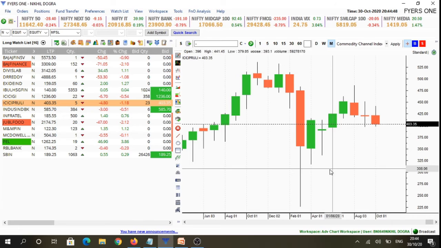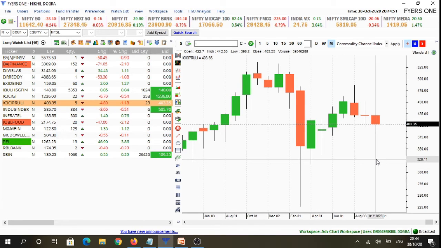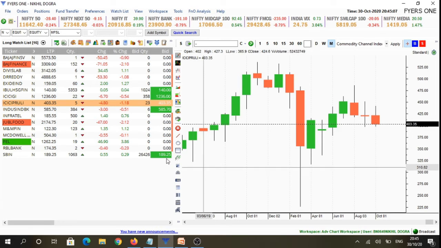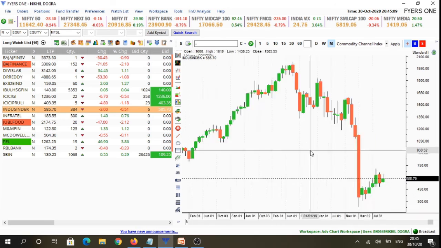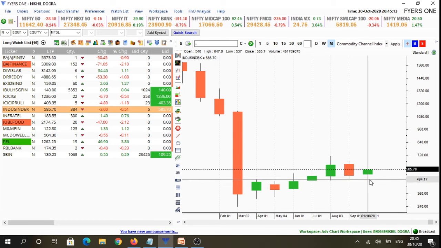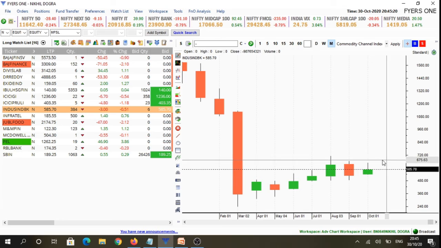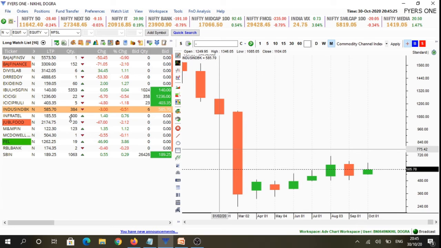ICICI Prudential Life Insurance. It is again a monthly inside candlestick, so we look for buying opportunities above 442.6 levels, and we would refrain from trading if it doesn't start to trade above its previous month highs, which is 442.6 levels. In the Sind Bank, it's again an inside monthly candle, so above 648 levels, we look for buying opportunities in this Sind Bank. Otherwise, we would refrain from making any trades in this Sind Bank.